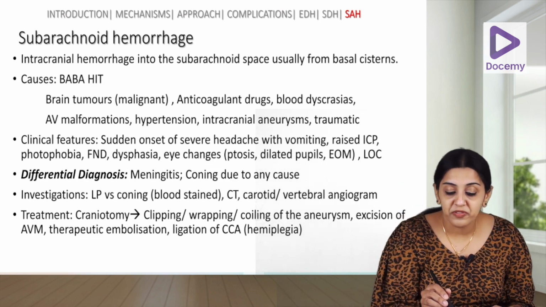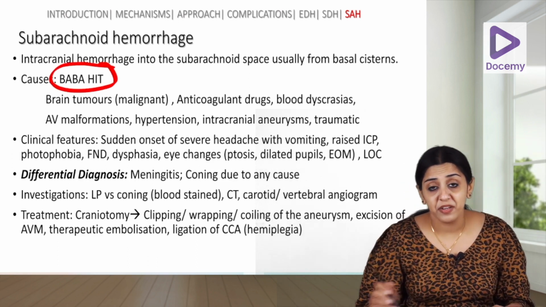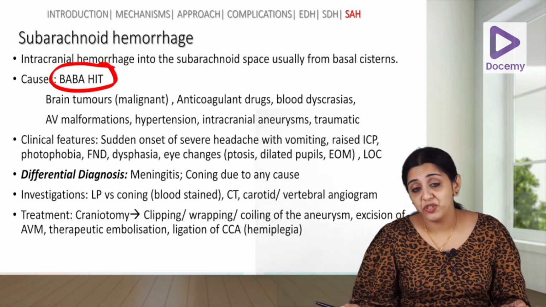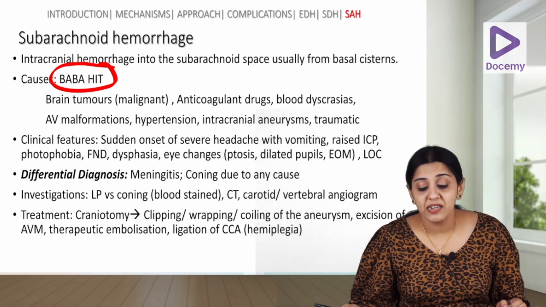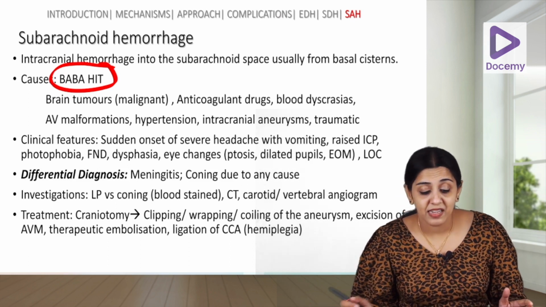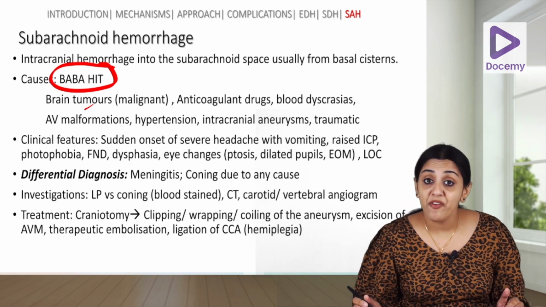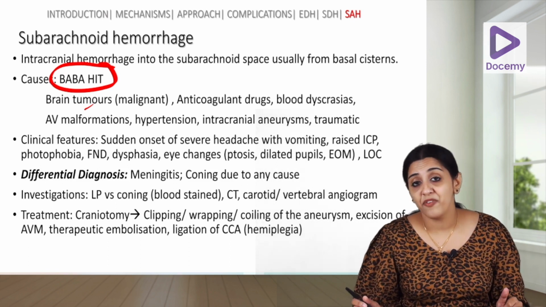What are the causes of subarachnoid hemorrhage? I remember it by a mnemonic called BABA HIT. B for brain tumors, malignant brain tumors, A for anticoagulant drugs, B for blood dyscrasias, A for AV malformations, H for hypertension, I for intracranial aneurysms, and T for trauma.